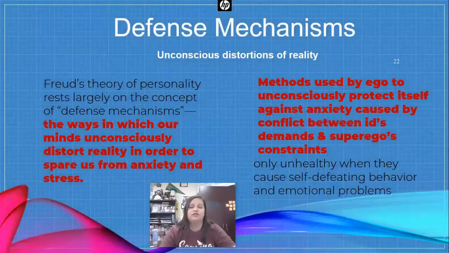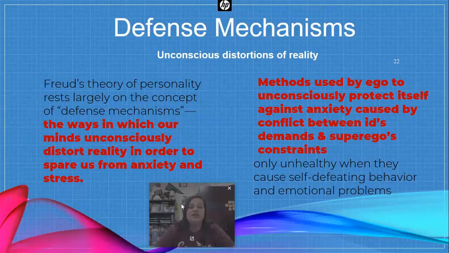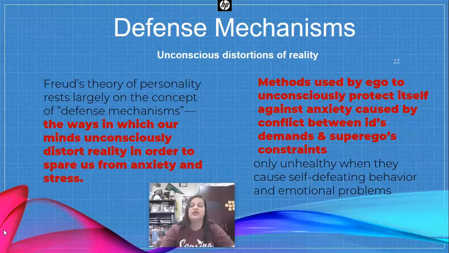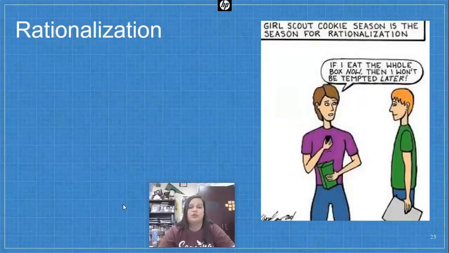So what are defense mechanisms? Defense mechanisms are ways that we unconsciously distort reality when we can't cope with what's going on in order to spare us from anxiety and stress. So it's a way that the ego unconsciously protects itself from conflict between the id and the superego. You'll recognize a lot of these in things that we do normally, and they're really only unhealthy when they start to cause self-defeating behaviors and emotional problems.